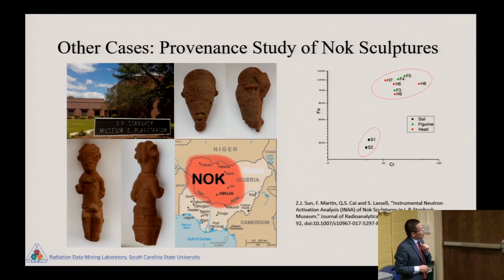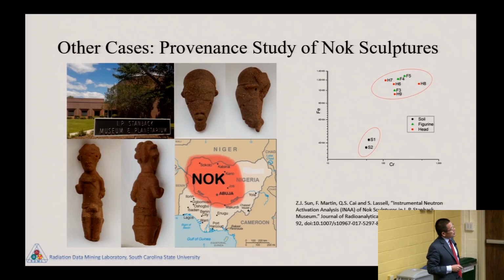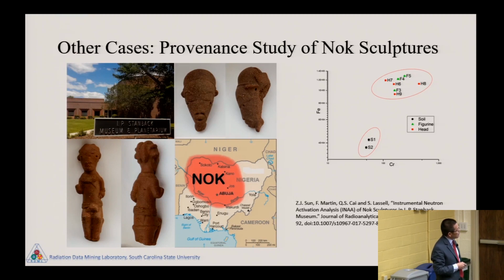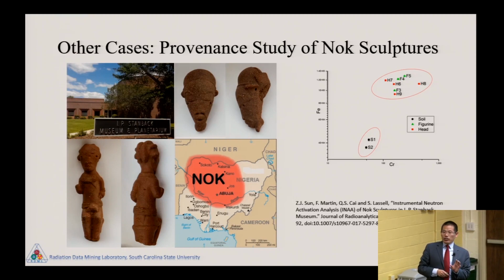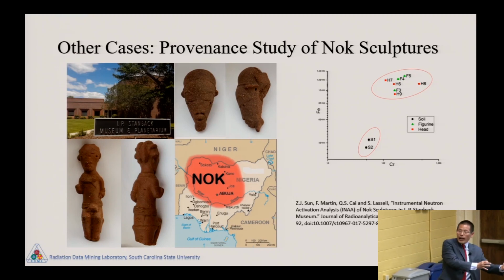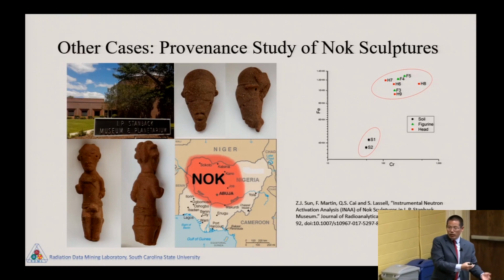And we studied the head, the figurine, and the soil. They actually have some soil attached to it when they dig it out. So we can see that the soil is completely different from the head and figurine, which means that the figurine and the soil come from different places. This supports the archaeological theory that they were made at one place and then moved hundreds of miles away and buried underground.